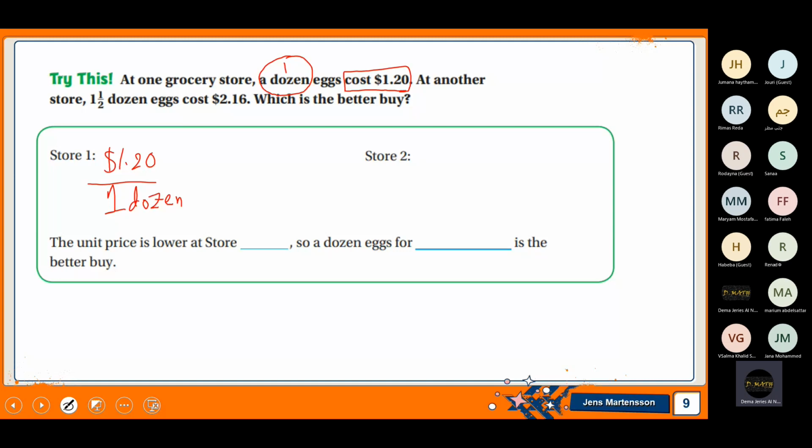Now let's go to the second store. What do you have? $2.16 over 1.5. Now in order to compare, the first one is ready, the second one is not ready. So you will write the second one in 1 dozen.